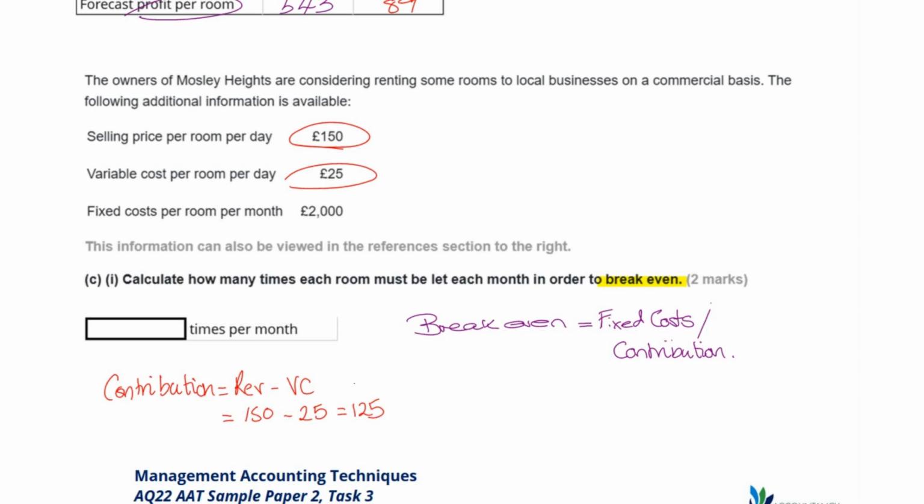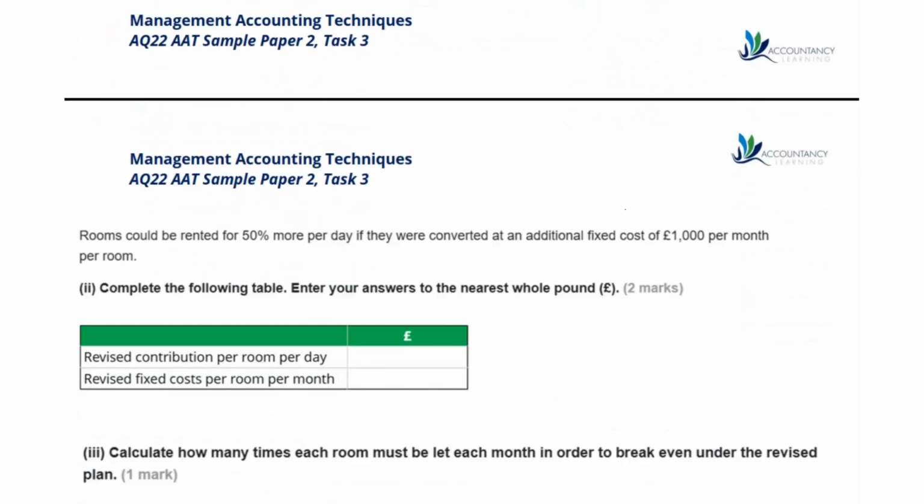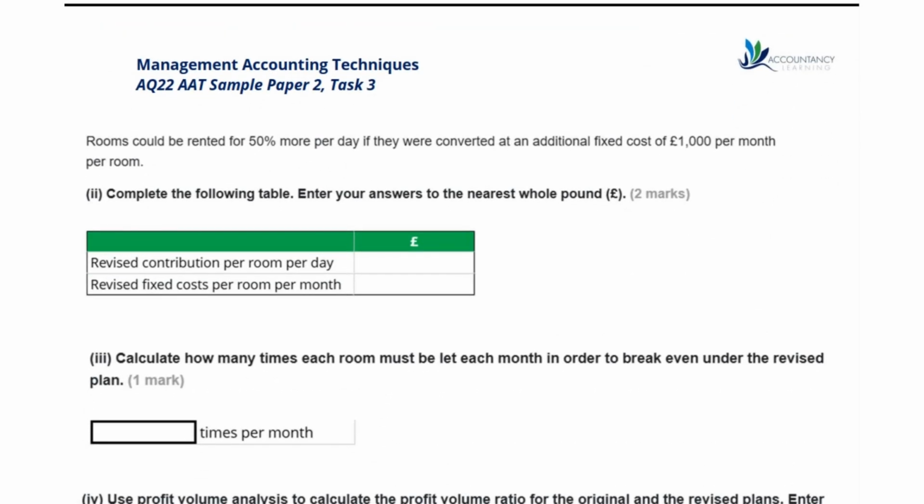So now our break even point is going to be our fixed cost. So we've got 2,000. So 2,000 divided by our contribution of 125, which gives us 16 times per month. Rooms could be rented for 50% more per day if they were converted at additional fixed cost of £1,000 per month per room. Now we need to complete the following table and enter answers to the nearest whole pound.